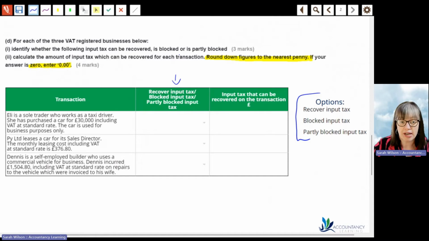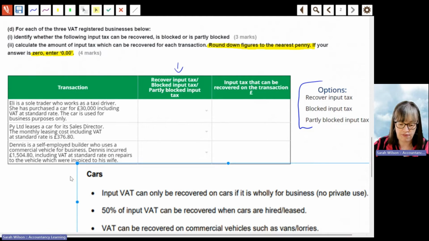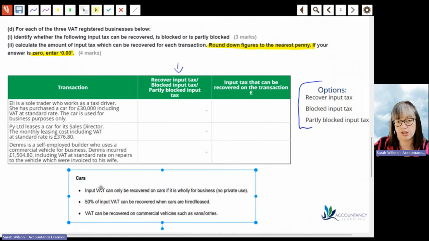So Eli is a sole trader who works as a taxi driver. She has purchased a car for £30,000, including VAT at standard rate. The car is used for business purposes only. So we can have a little look here and bring up some information from the reference materials to help us with this question. Remember, in your exam, you've got your box on the right-hand side to open the reference materials. You can go in and out as much as you like.